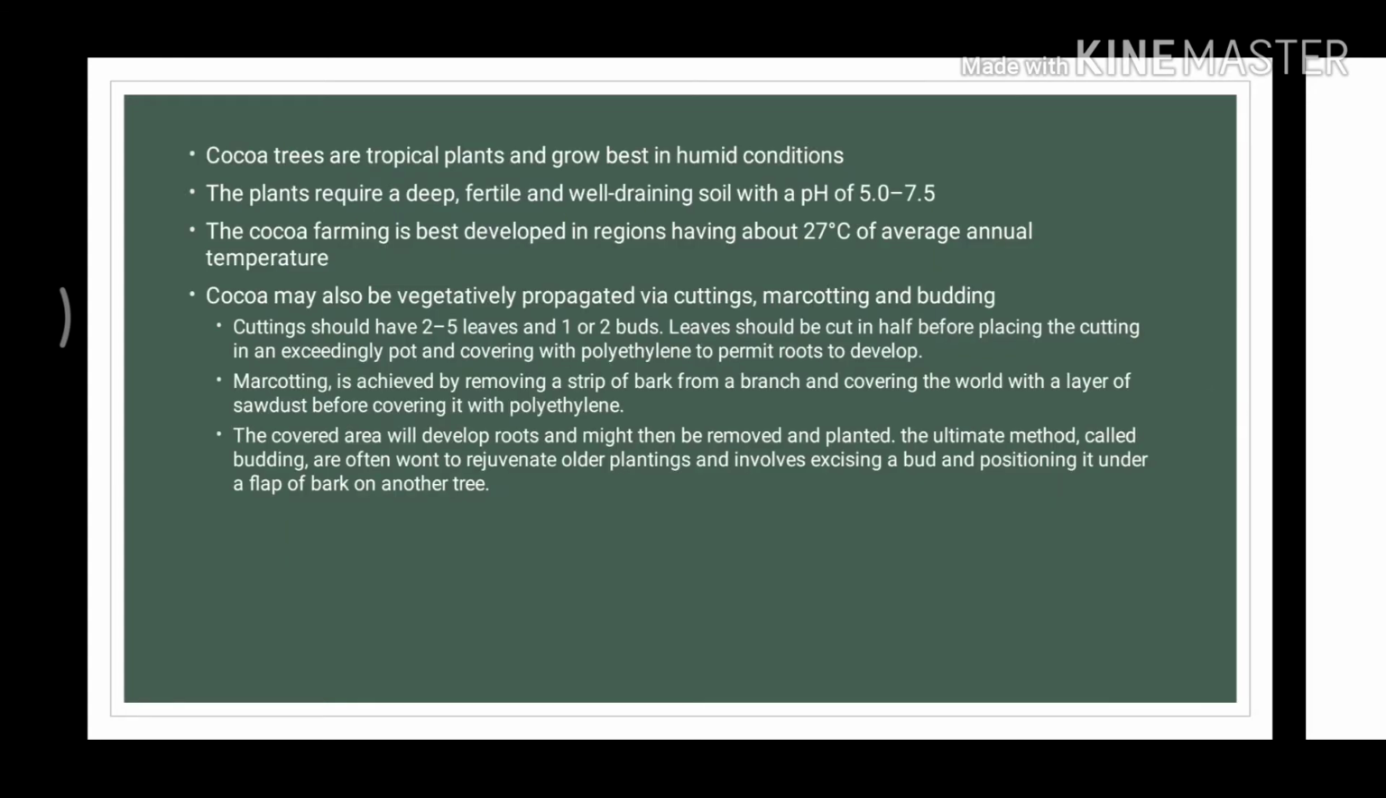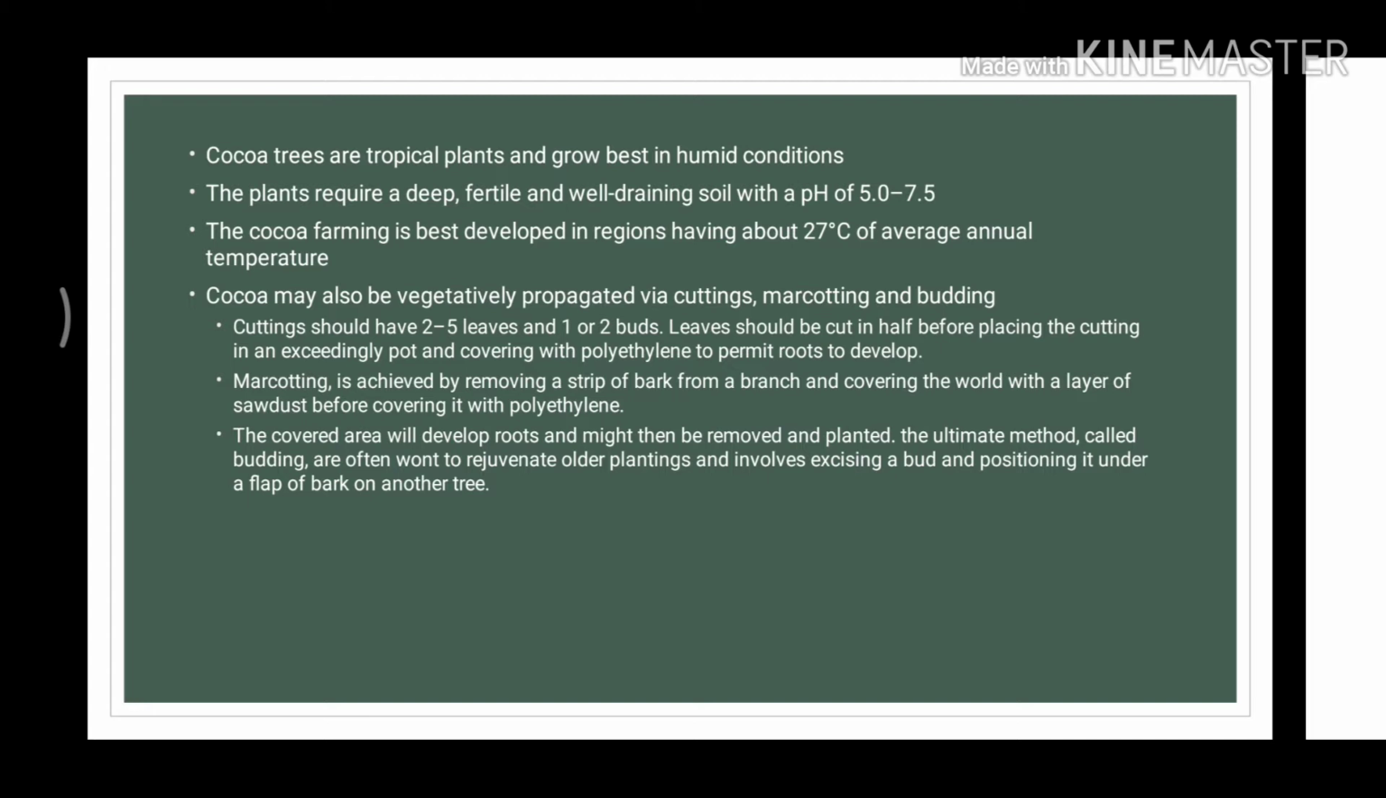Cocoa trees are tropical plants and grow best in humid conditions. The plants require a deep, fertile, and well-draining soil with a pH between 5.0 and 7.5. Cocoa farming is best developed in regions having about 27 degrees Celsius average annual temperature. Cocoa may also be vegetatively propagated via three methods. The first is cuttings, the second is marcotting, and the third is budding.